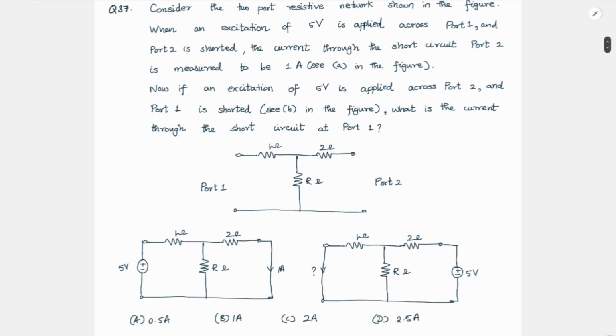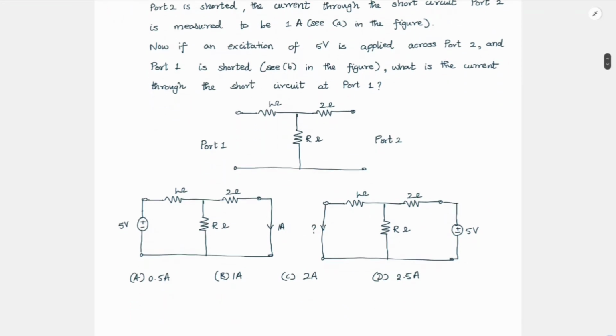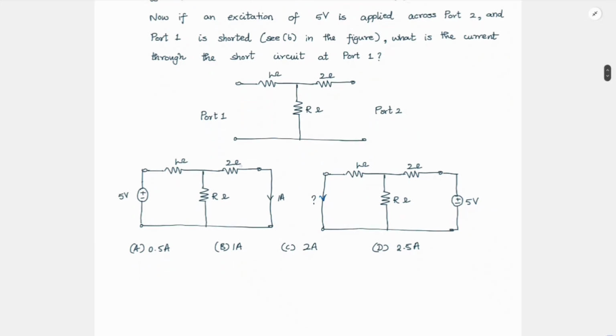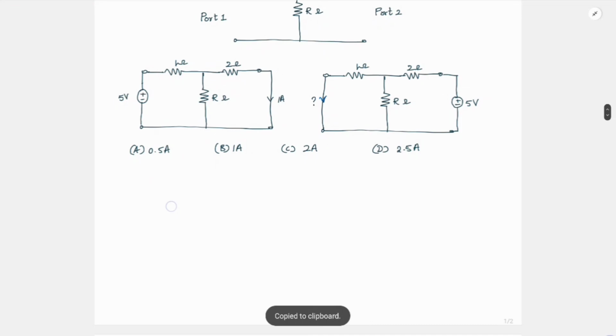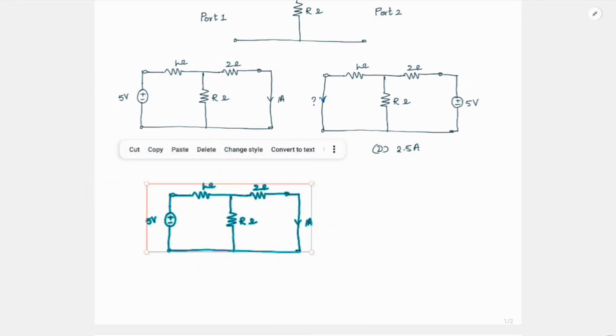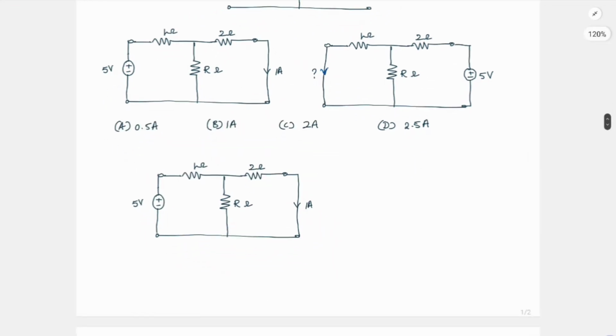Now if an excitation of 5 volt is applied across port 2 and port 1 is shorted, what is the current through the short circuit at port 1? Here they have given 1 ohm and 2 ohm, but this resistor value they haven't given. To solve this, you need to find this resistor value. So you can take the first circuit, find R, and put it in the second circuit and find this I.